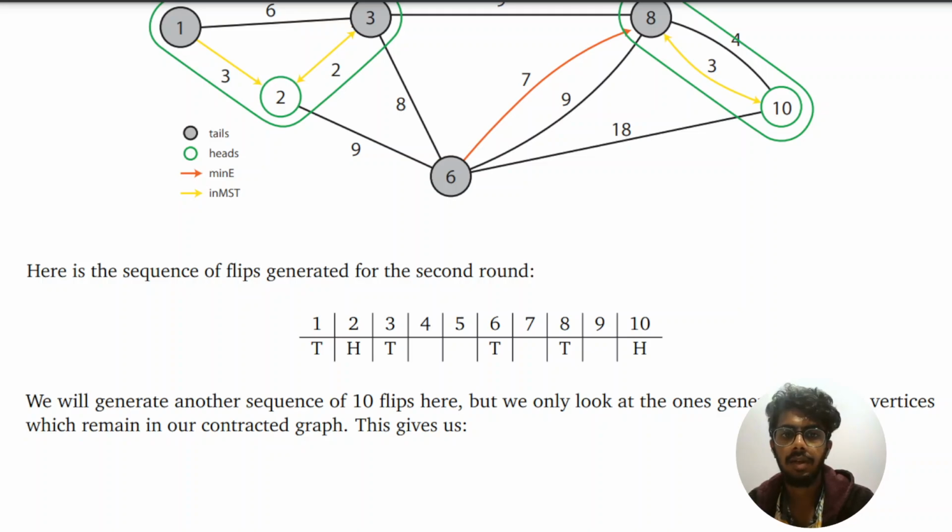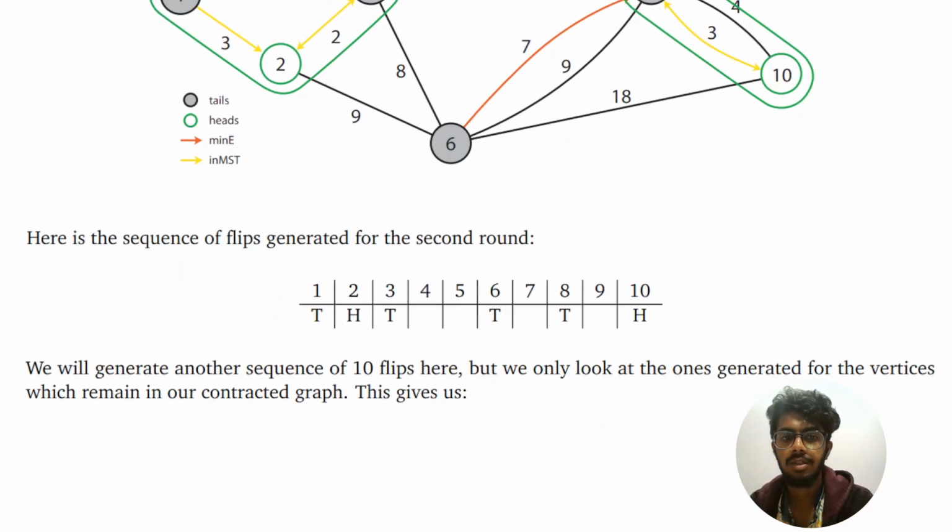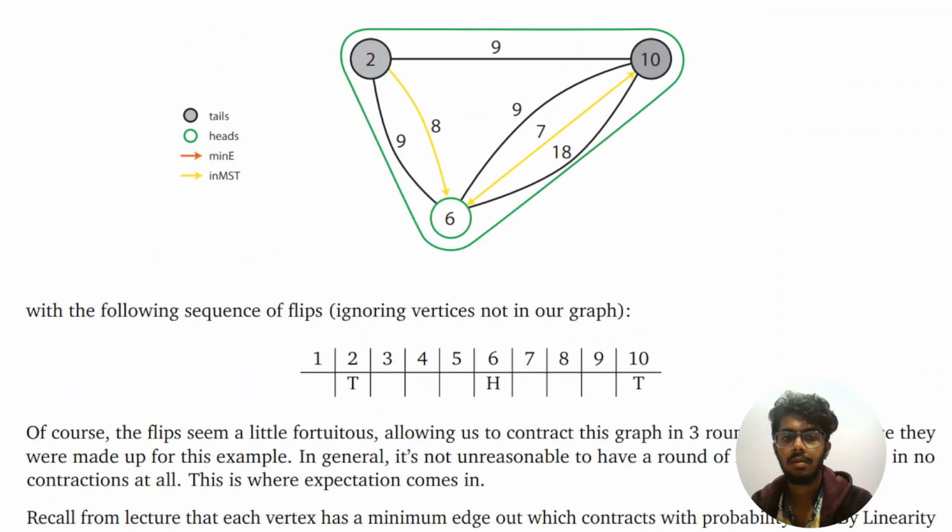Here is the sequence of flips generated for the second round: T, H, T, null, null, T, null, T, null, H. We will generate another sequence of 10 flips here, but we only look at the ones generated for the vertices which remain in our connected graph. This gives us this picture with the following sequence of flips, ignoring vertices not in our graph.